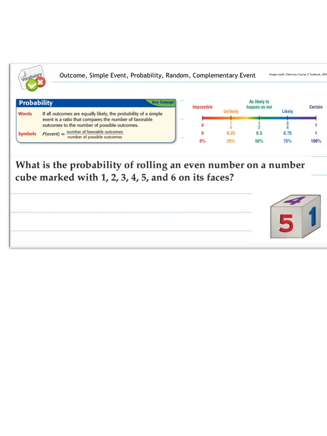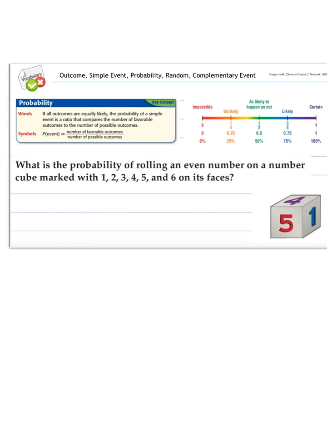All right, so we have some vocab that we need to know for this lesson. The first word is outcome. An outcome is any one of the possible results of an action. So let's say we're flipping a coin. The outcomes are the possible results. So it could be heads or it could be tails. Those are our outcomes. Simple event. This is one outcome or a collection of outcomes.